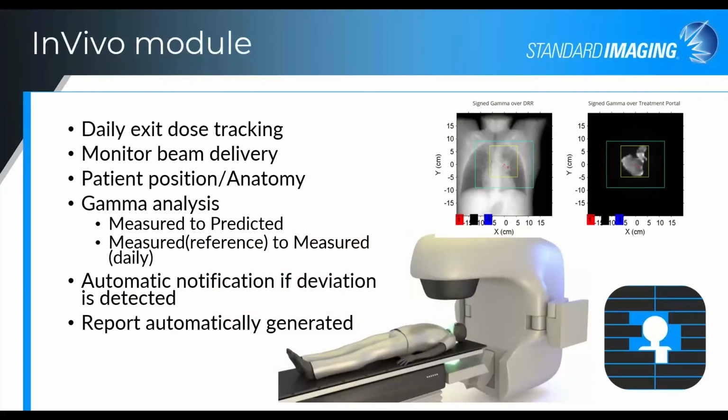I wanted to go into just a little bit more detail concerning the in vivo module, which was that second module that I referred to in the overview slide. This does the daily exit dose tracking. Of course, you have your EPID panel, and you have to order or schedule integrated images to get this module automatically collecting so that you can monitor the beam delivery. And then, of course, you can as well monitor the patient position and anatomy.